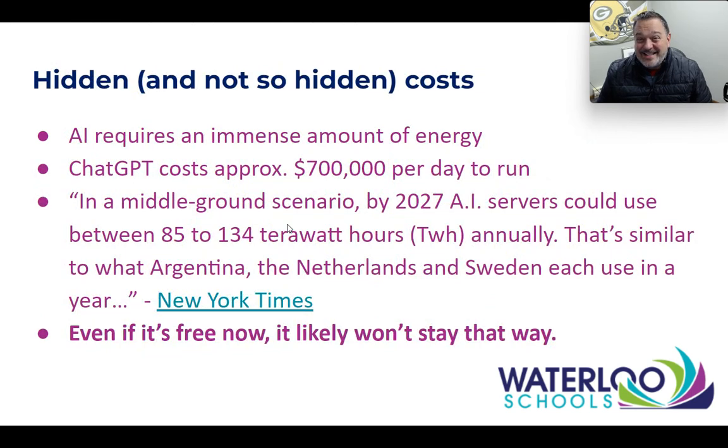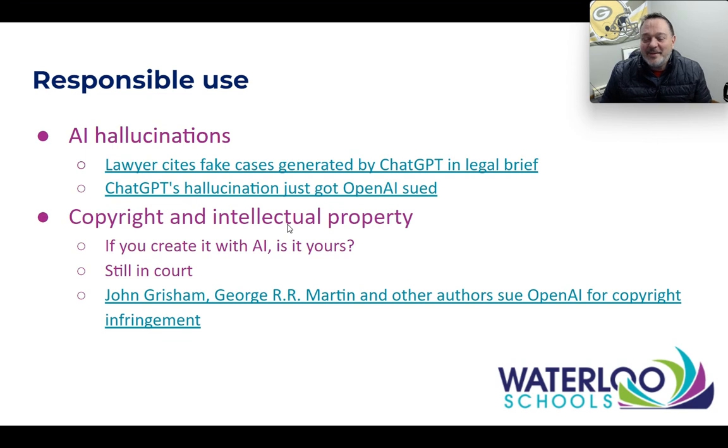The other thing is these hidden and maybe not so hidden costs. AI requires an immense amount of energy. The research shows that it costs almost $700,000 a day to run ChatGPT, so they have to make their money somehow. I don't understand all this terawatts and hours and annually, but it's a lot and it's costly. Even if it's free now, it likely won't stay that way. And if it feels free, it might be that they're selling your data somehow too. So obviously we need to be super savvy when it comes to free stuff and what actually is helping it be free.